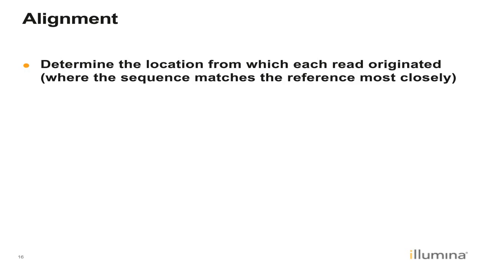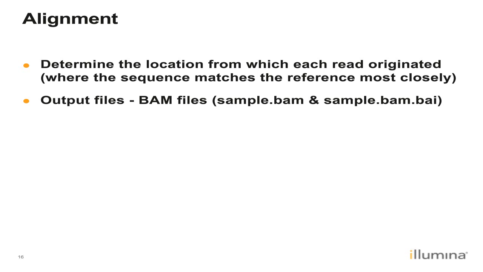Okay, so let's talk about alignment. Alignment, again, refers to determining the location for each region where it most likely fits in comparison to the reference genome. Our output files are going to be BAMs. So we're going to get a file that will be the sample name.bam and the sample name.bam.bai. This second file is the index file, and when we take these files and put them into a visualizing tool, it helps us see those locations where the reads are aligning.